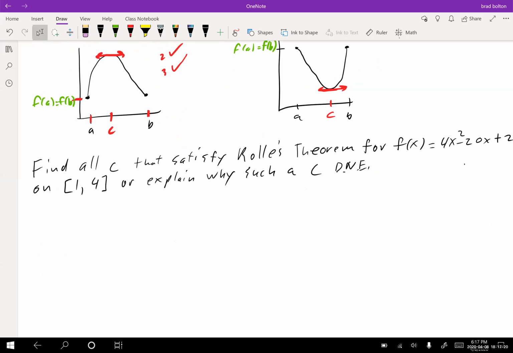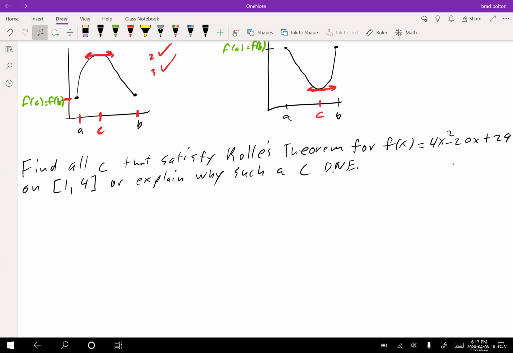So let's look at what it does. It says: find all c that satisfy Rolle's theorem for f of x equals 4x squared minus 20x plus 29 on the interval 1 to 4, or explain why no such c exists. The first thing you have to do for all of these problems is verify that you've satisfied the hypotheses. So first thing, is it continuous?